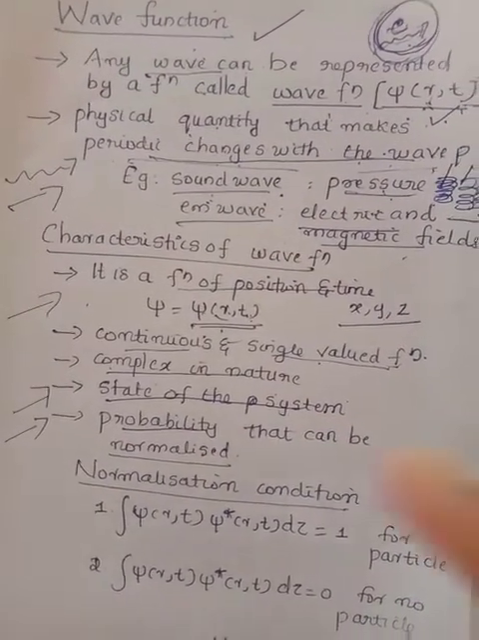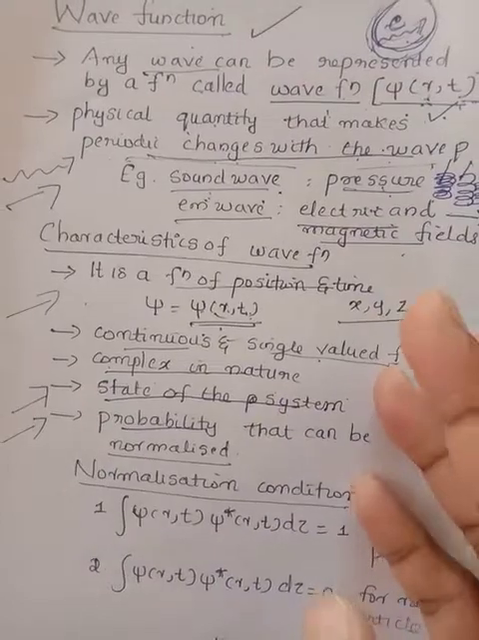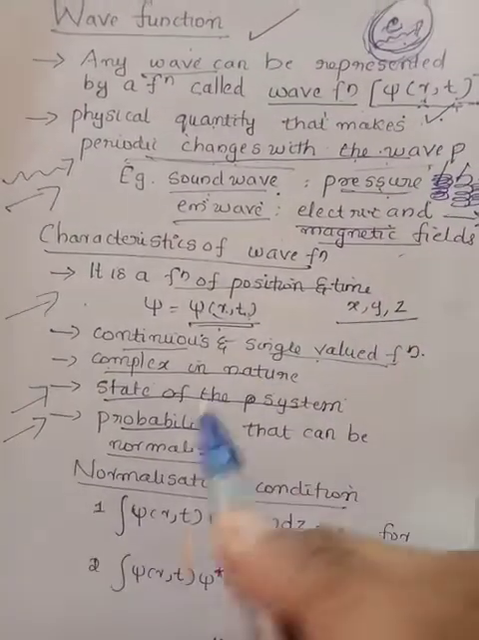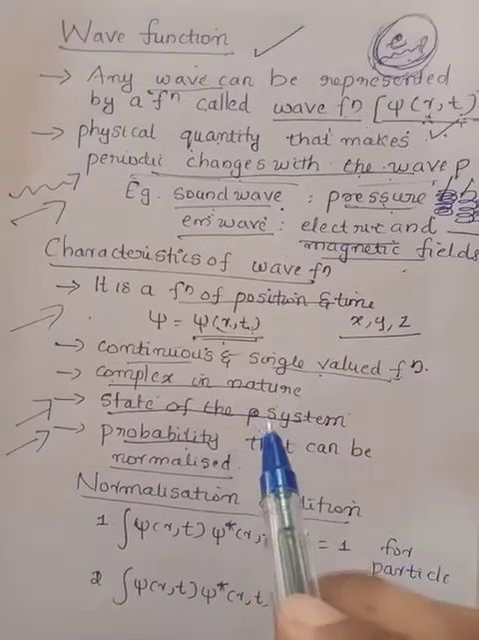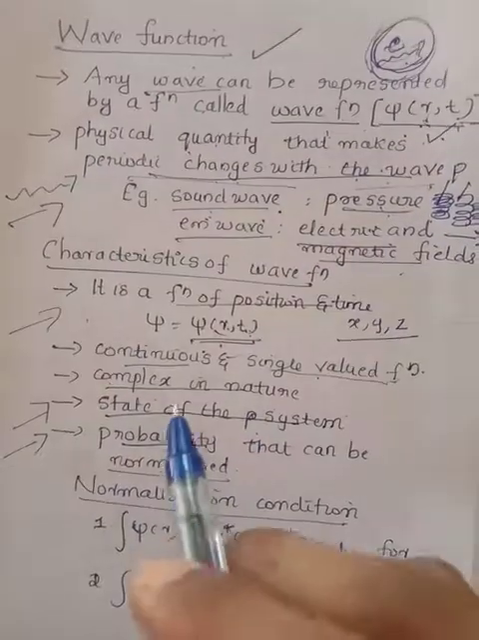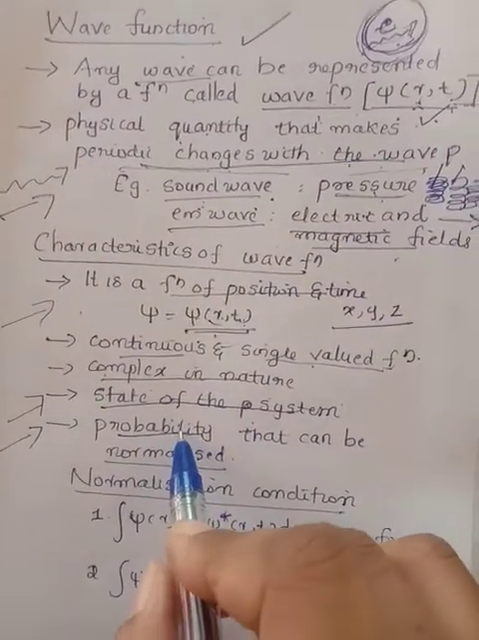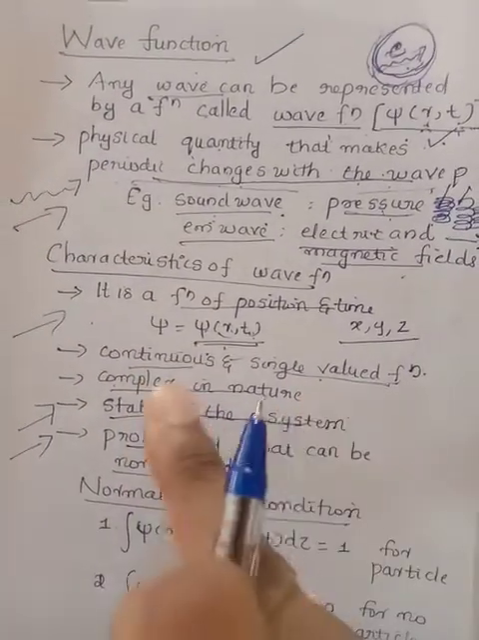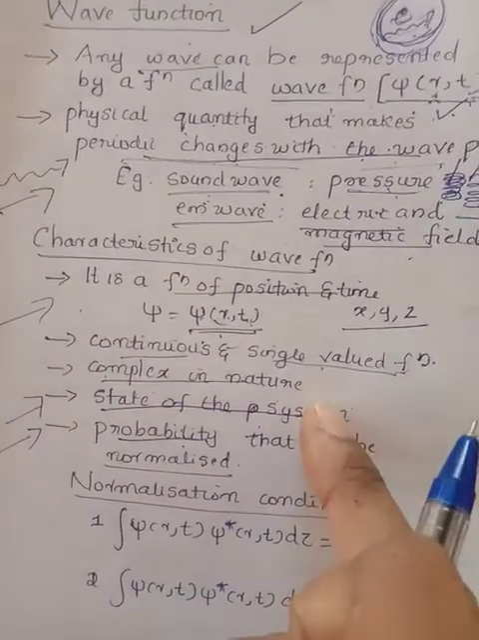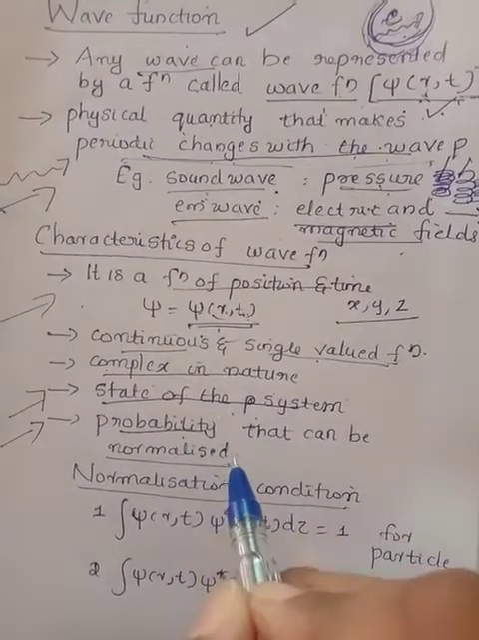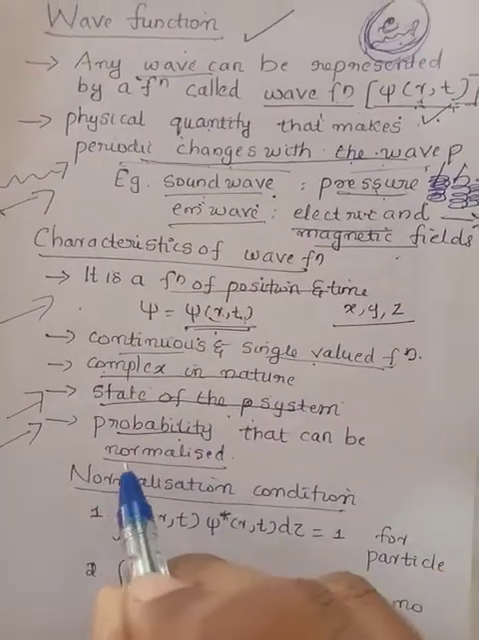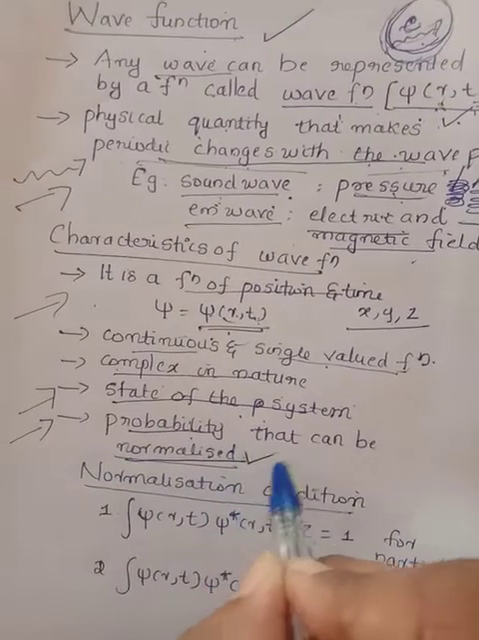That means it provides the probability of seeing the particle in a future time. So it provides the future probability of seeing the particle. That's also given by this wave function. So wave function provides the information about state of the system, that is current state of the system, also the future probability of the particle. So this probability can be normalized. That is very important. This probability can be normalized.